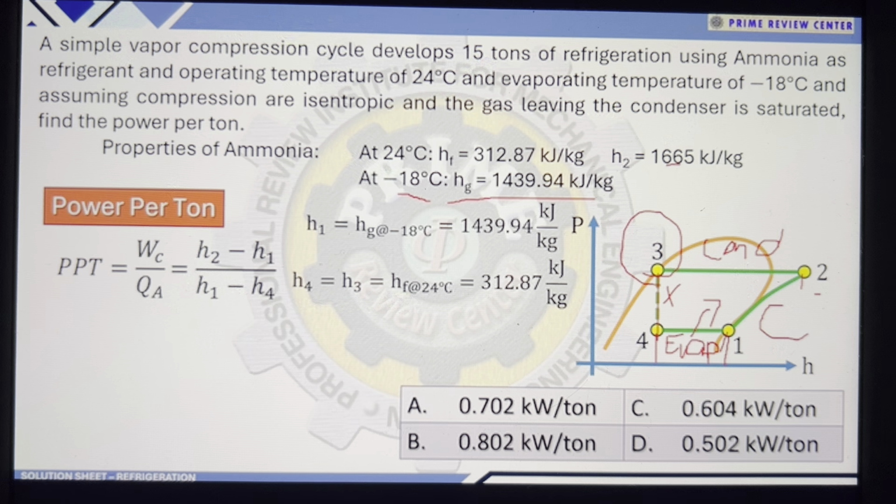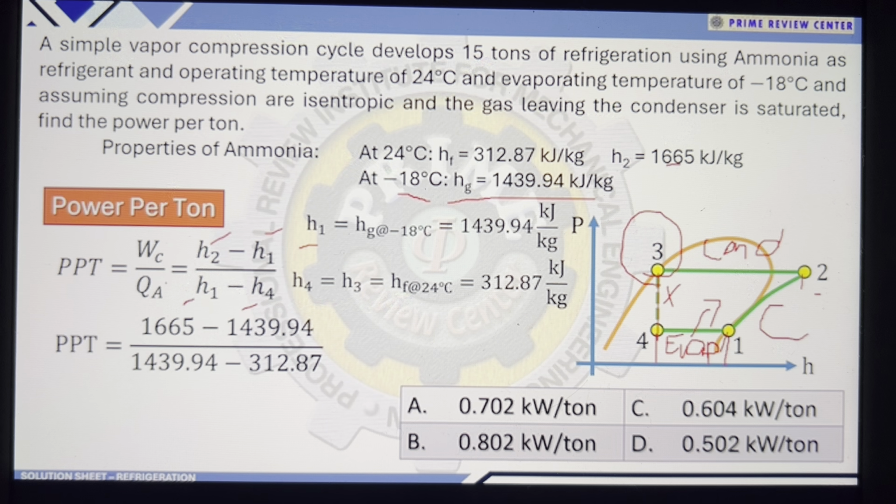So now you have H4, H3, H1, H2. Those are what you need here. We can substitute them into our formula. Let's just put in the values. H2 is 1665 minus H1, 1439.94, over H1, 1439.94, minus H4, 312.87. I did not write the unit kilojoule per kilogram because those will cancel out.